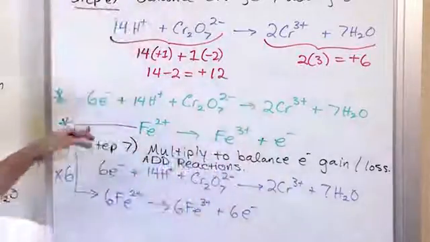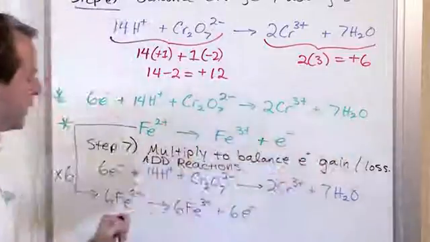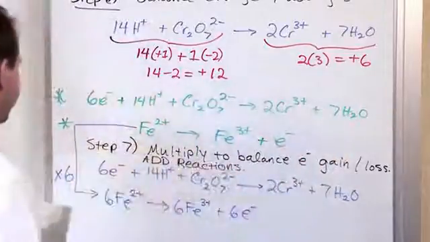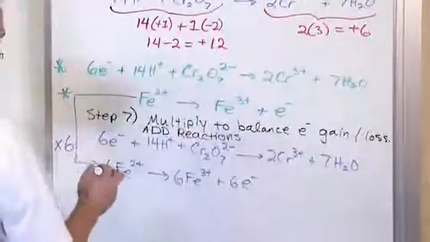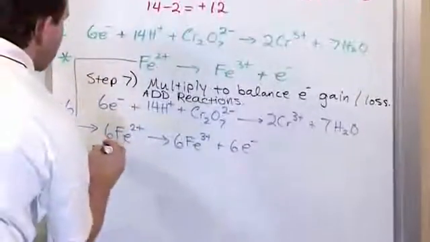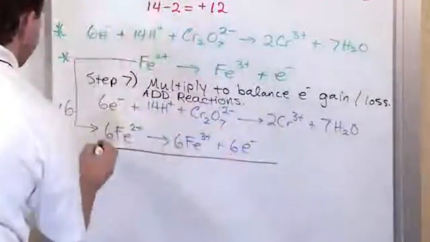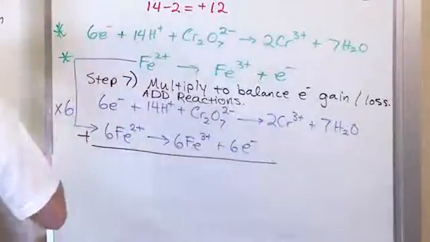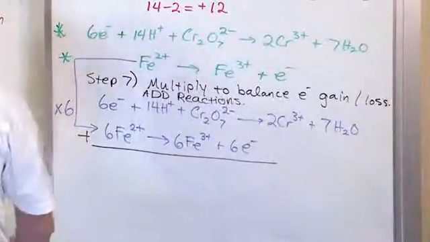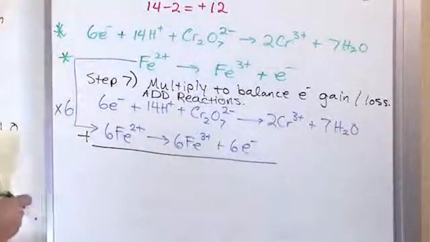Okay, so when we do step 7, we multiply to balance the electrons, and then we also add the reactions, and that's very convenient because we do it right on top of one another. So I'm going to draw a line here, and I'm going to put a plus sign here, and then underneath we will write down the addition of both of these reactions.